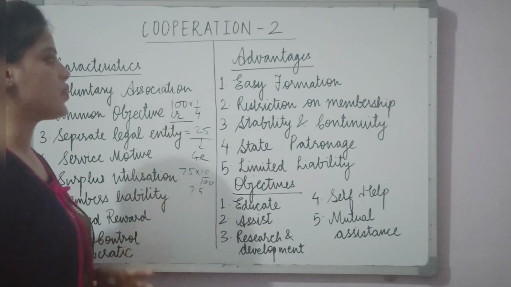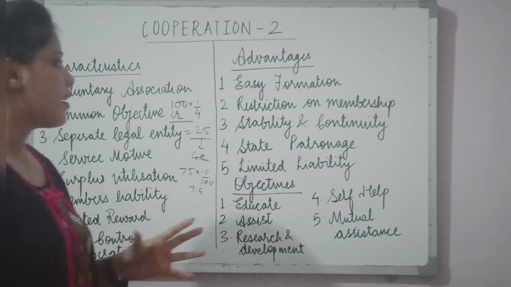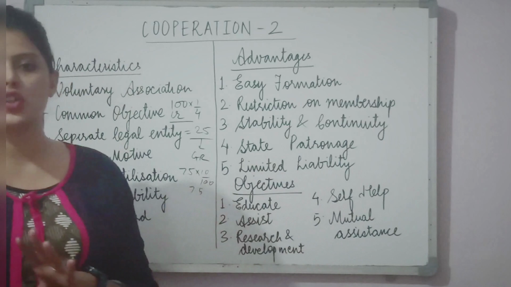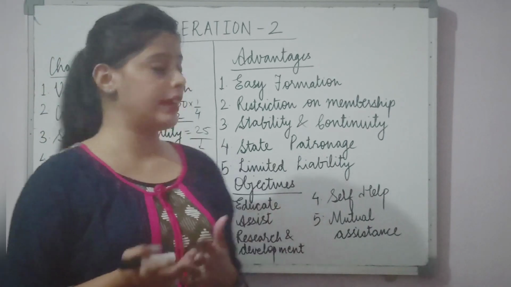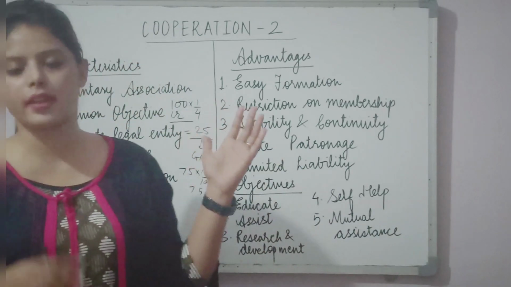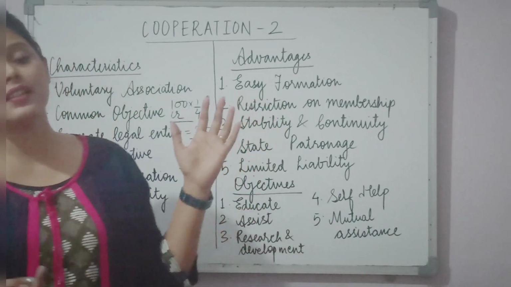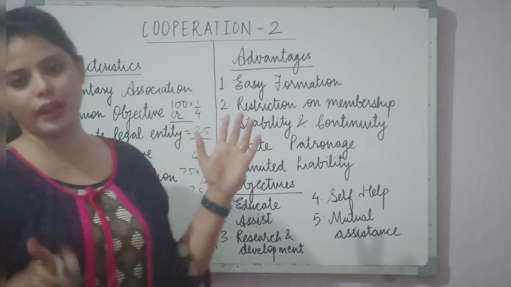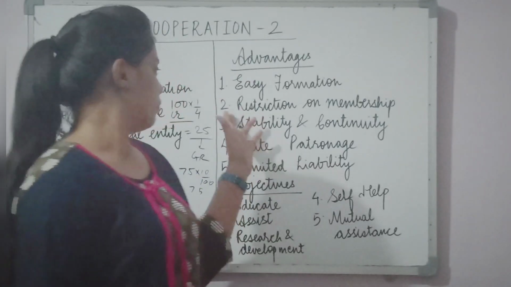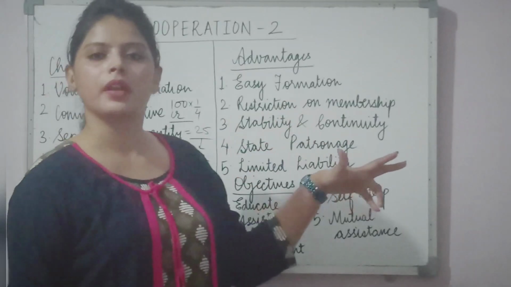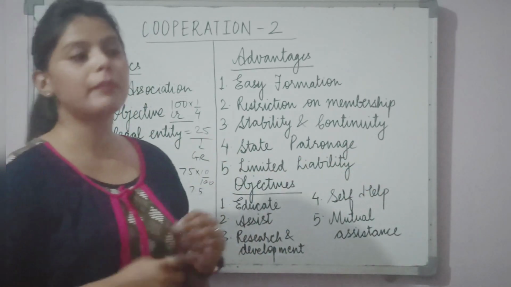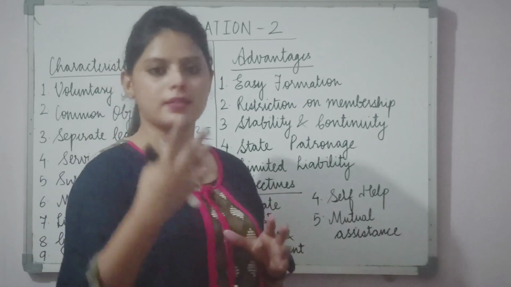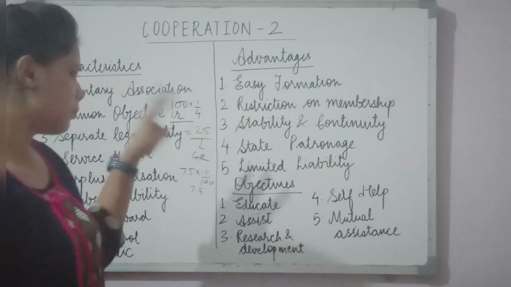नाउ नेक्स्ट इज एडवांटेजेस. लाइक एडवांटेजेस कौन से है? इजी फॉर्मेशन, बहुत इजीली फॉर्म हो जाता है. देयर इज नो रिस्ट्रिक्शन ऑन द बेसिस ऑफ कास्ट, क्रीड एंड रिलीजन. सिमिलरली 10 मेंबर्स है तो फॉर्म हो जाता है. And the second thing is that maximum members unlimited है, which is the second point. Restriction on membership. 10 members minimum है, but there is no maximum membership, there's no requirement of maximum numbers, there is no restriction.